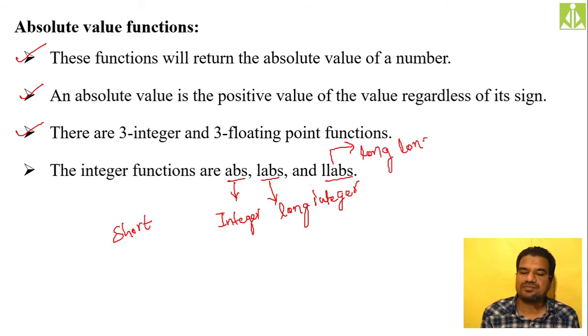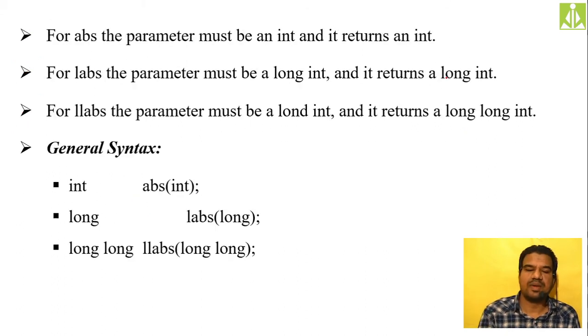Likewise, we have the function types. LABS for finding the absolute value of a long integer. So quickly see the syntax of these functions. ABS is for an integer parameter, LABS will take a long integer parameter, and LLABS will take a long long integer parameter.